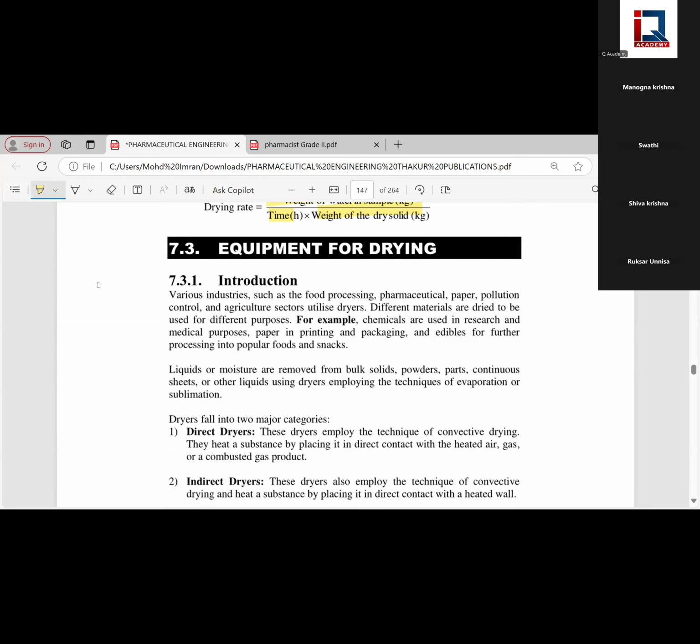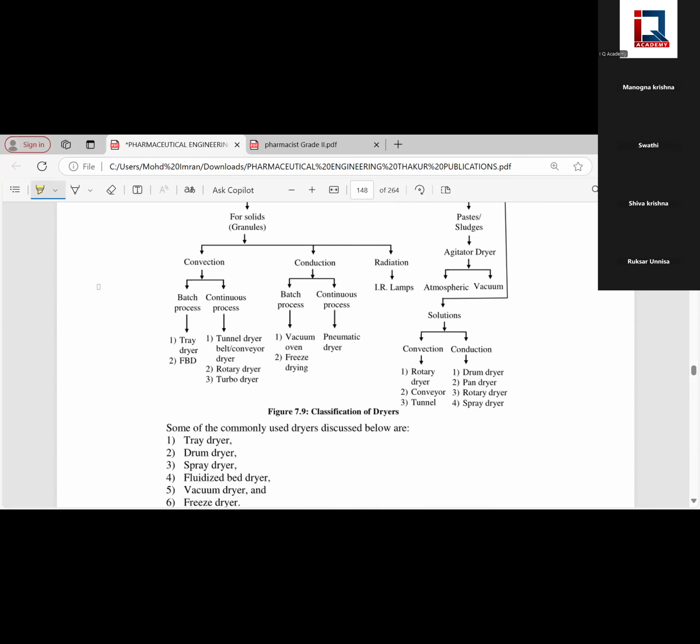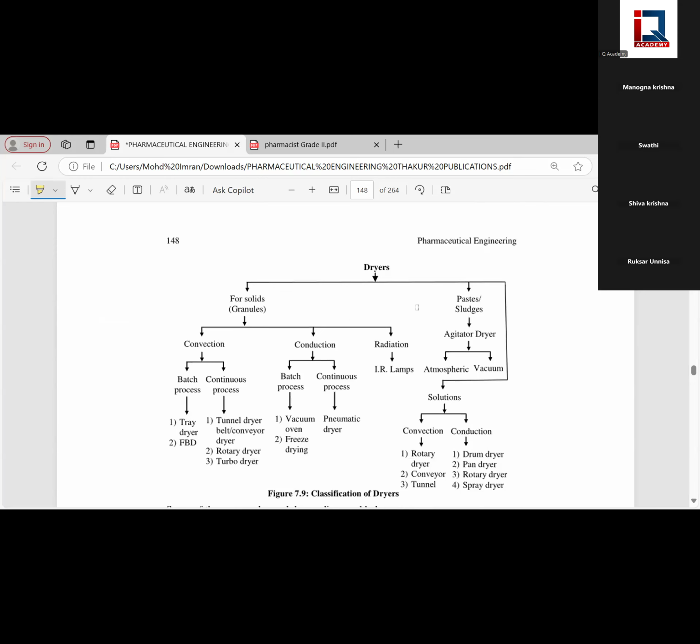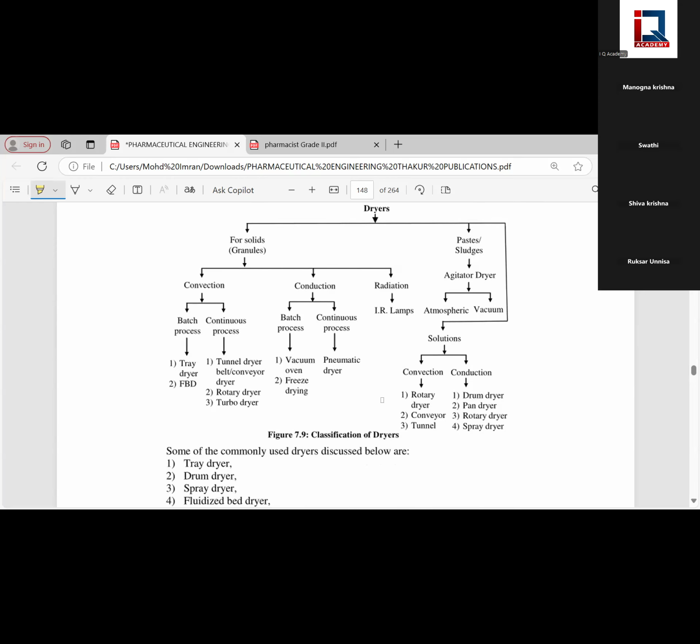We will stress the important equipment. So coming to dryers, there are a lot of dryers available, like the rotary dryer, rotary drum dryer, right? Tray dryer, and spray dryer is one of the very important equipment after the fluidized bed dryer. It will be one of the crucial equipment.